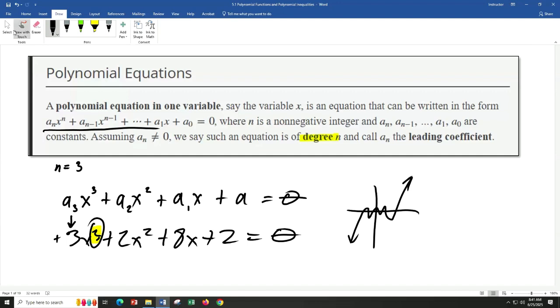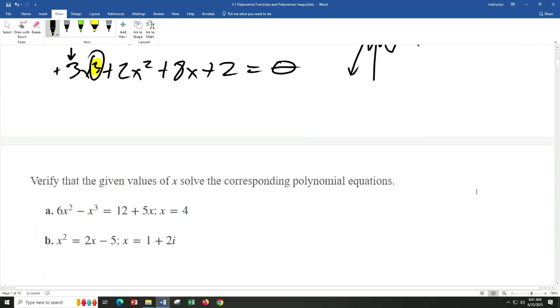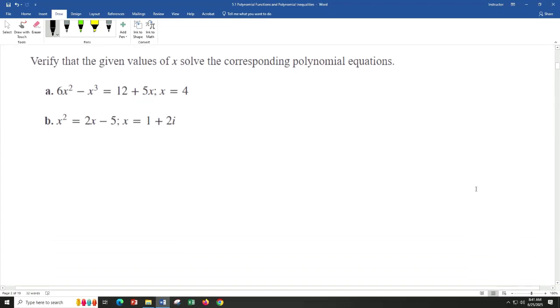Let's continue on. Look at these right here. Now, this is a verification. Easy verification. You've done these since you were in Dev 2. Verify that the given values of X solve the corresponding polynomial equations. All you're doing here is taking this, and for A, we're taking that 4, and we're going to do what? Plugging where? Everywhere there's an X, right? Okay, so let's do it.